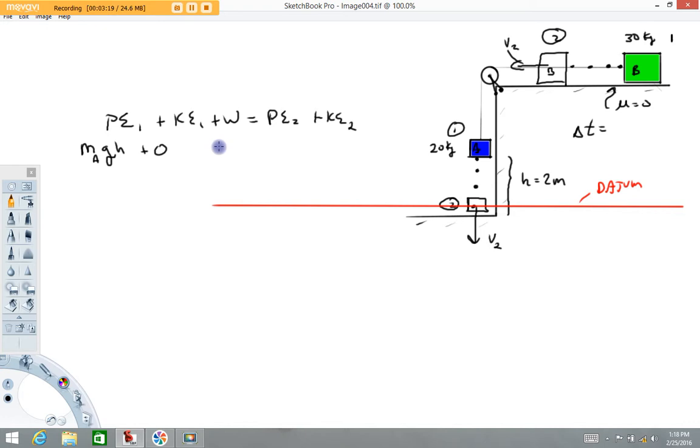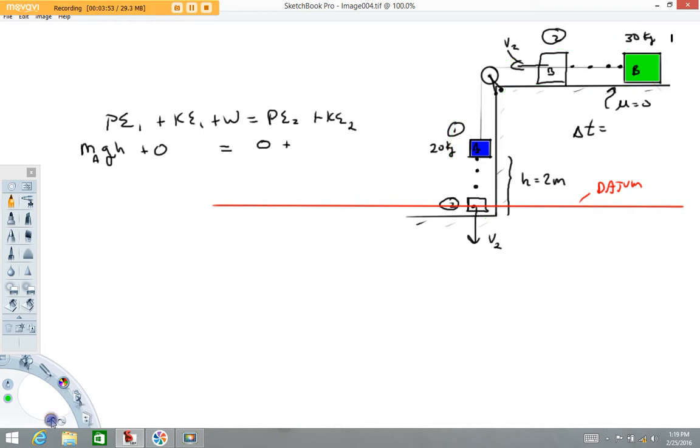As usual, I'm going to do the work term last. I'm going to jump to the PE2 term. All right, PE2. Mass A is at our datum, so it does not have a potential energy. And I've already talked about why we don't need to consider mass B. It's not changing in potential energy, so we can go ahead and put a 0 there. And then KE2, there's an important part of this problem. Because I'm defining my system as both masses together, let me demonstrate what I'm talking about. This is my system here.